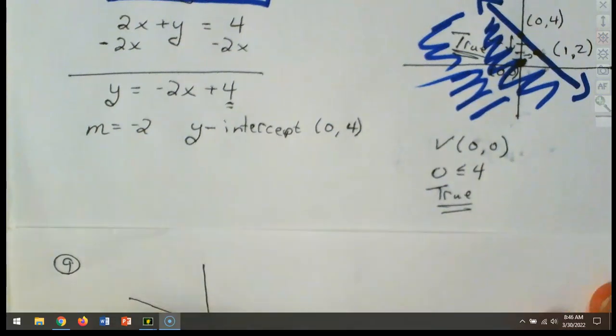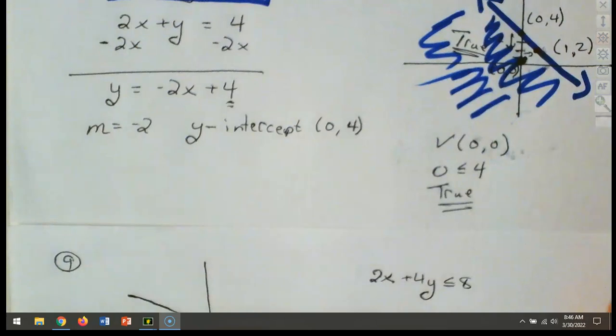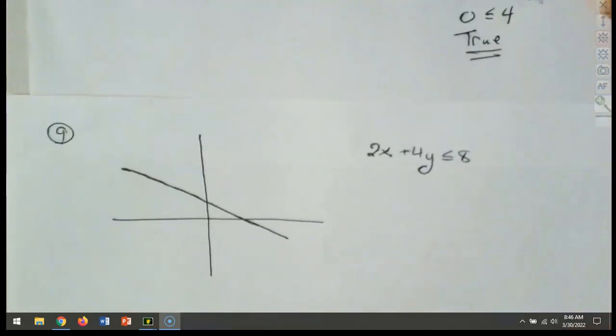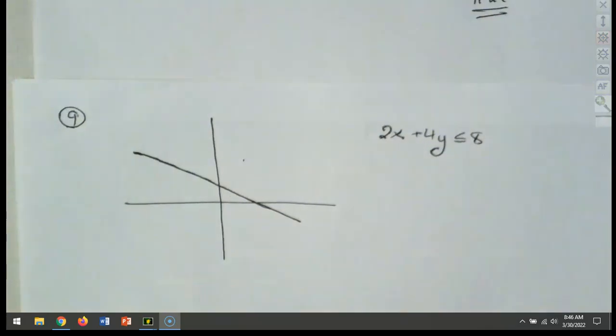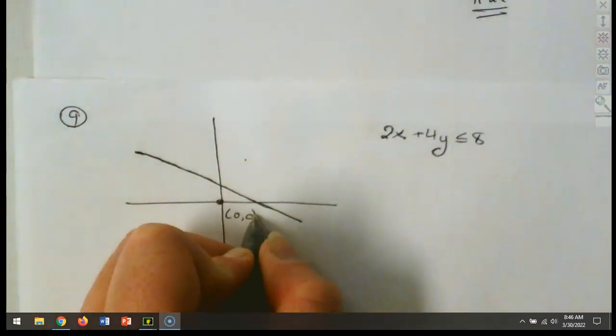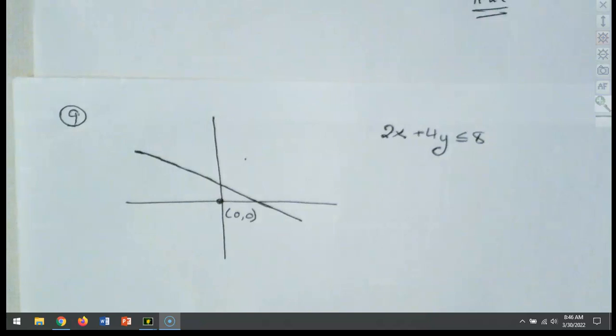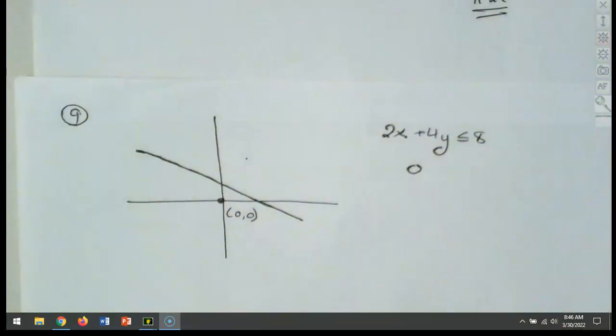Okay, so 9 looks like this, and we've got 2x plus 4y is less than or equal to 8. We've got our line drawn here, and all we need to do is figure out if we shade above or below. So how do we do that? We pick a point that is not on the line at all, which in this case is 0, 0. Very easy to work with because the left-hand side is already 0.